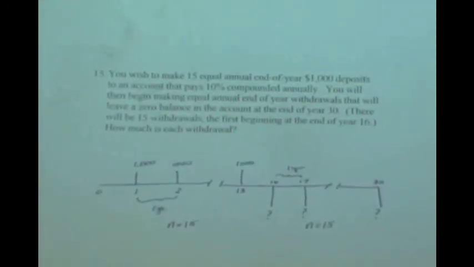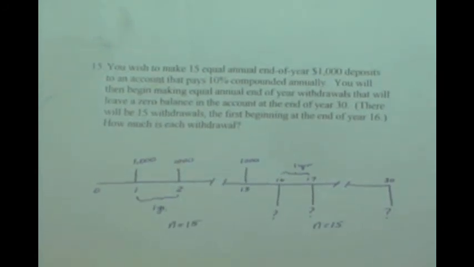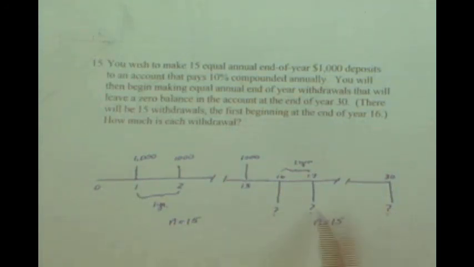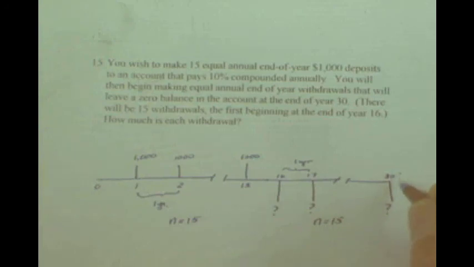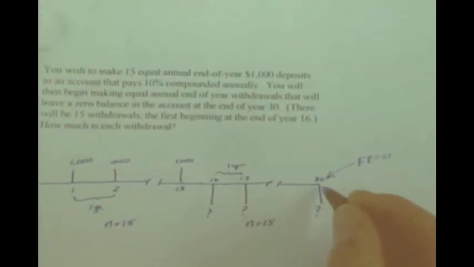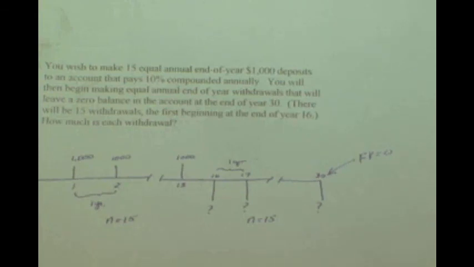This is exactly the same question, except we don't know how big we can make these payments, and we want to make them big enough so that we could end with a future value of 0 right here at time 30. The question is, how large can those withdrawals be? Exactly the same problem.